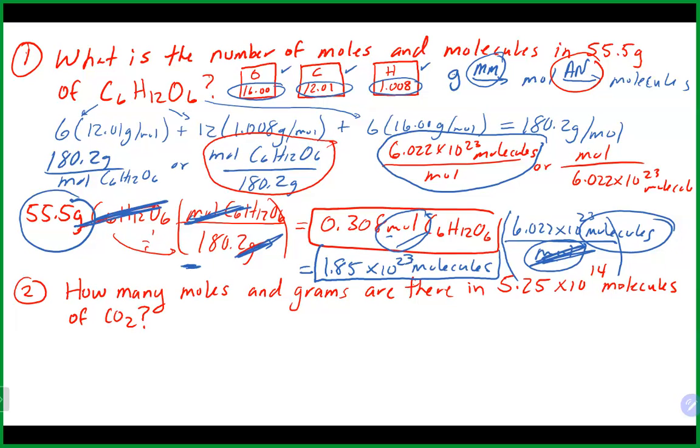Looking at the next one there, we want to know how many moles and grams there are in 5.25 times 10 to the 14 molecules of CO2. Do I need Avogadro's number on this one? I do. Again, we're starting with molecules, so we're going to go backwards on this one like we did on the first one. Our pathway is we have molecules and we want to end with moles and then grams. It's Avogadro's number that allows us to do that conversion, and the molar mass from the periodic table will allow us to get from moles to grams.